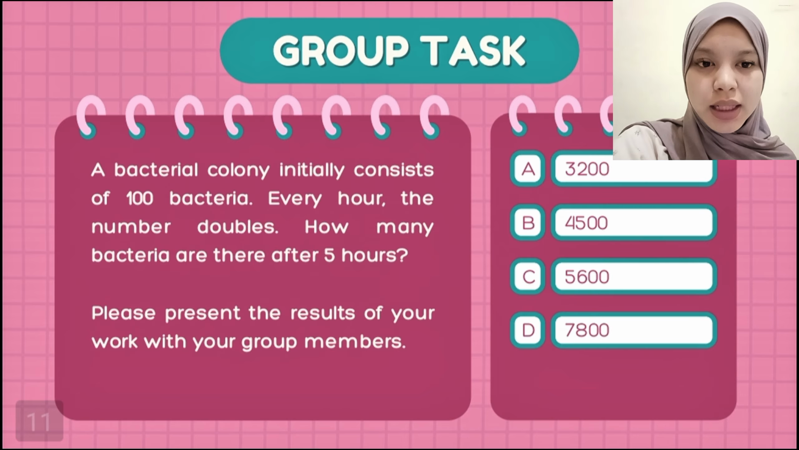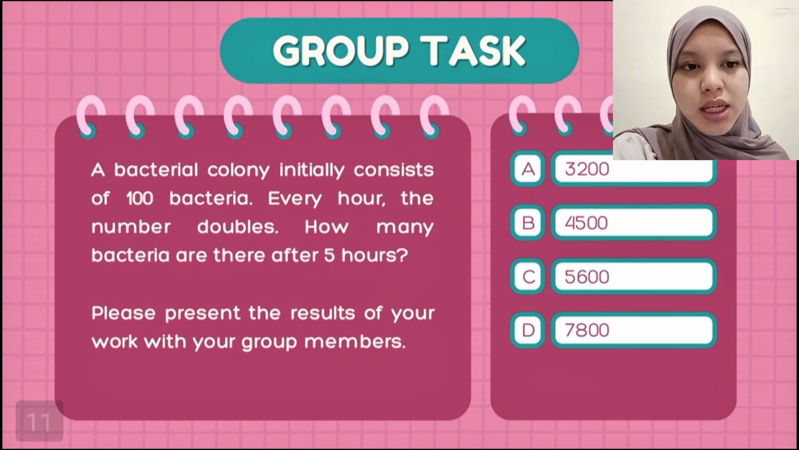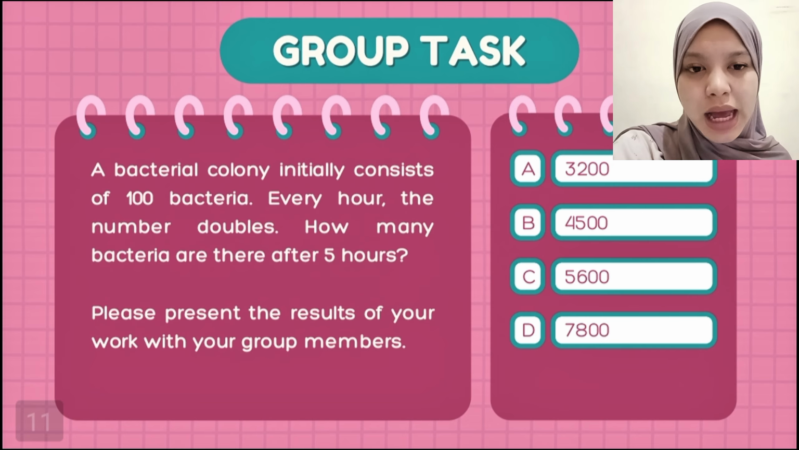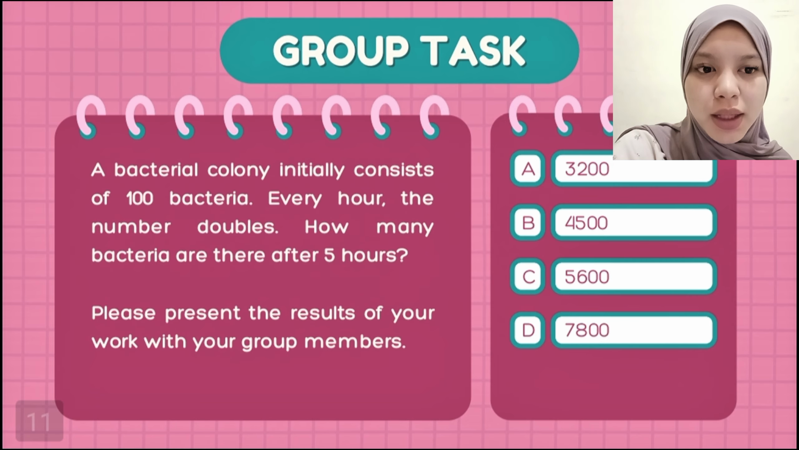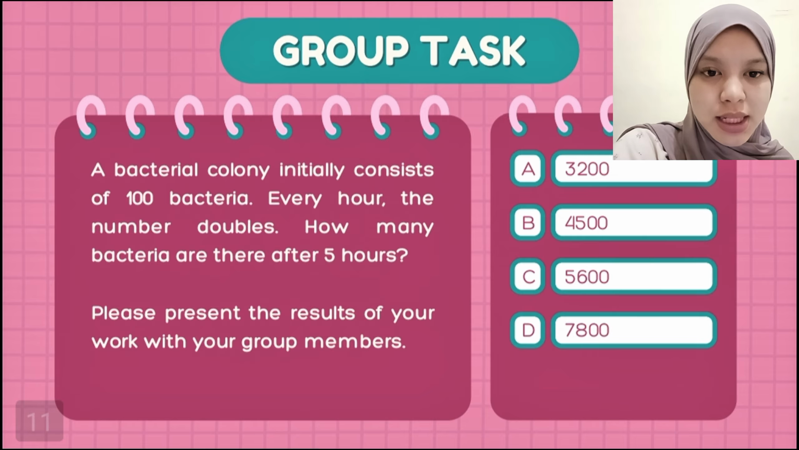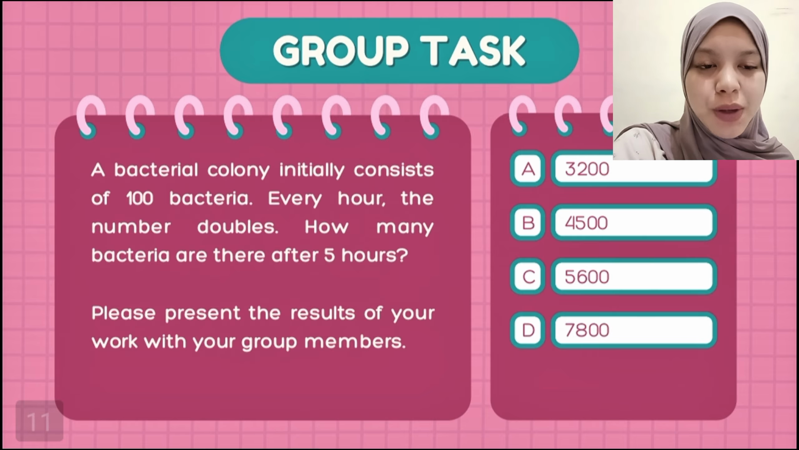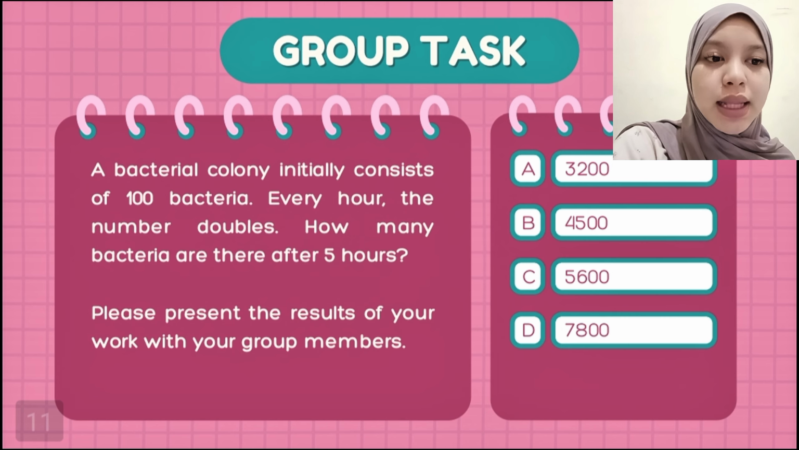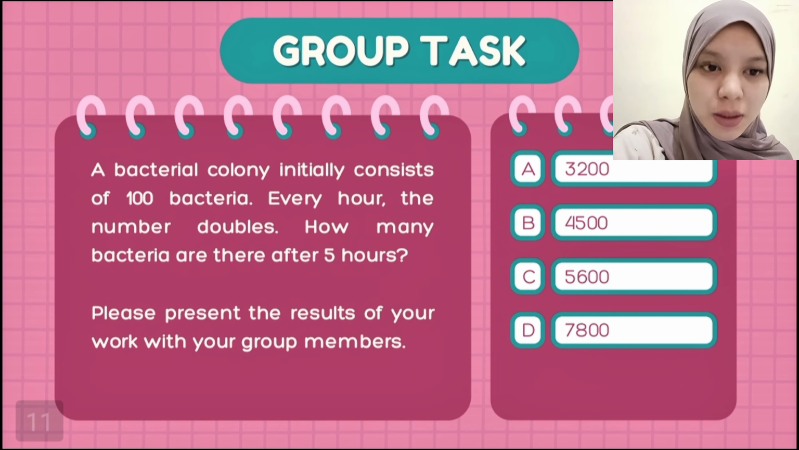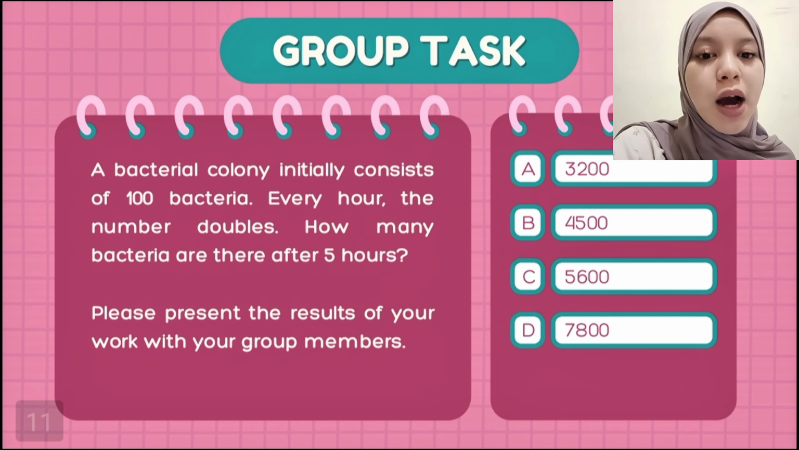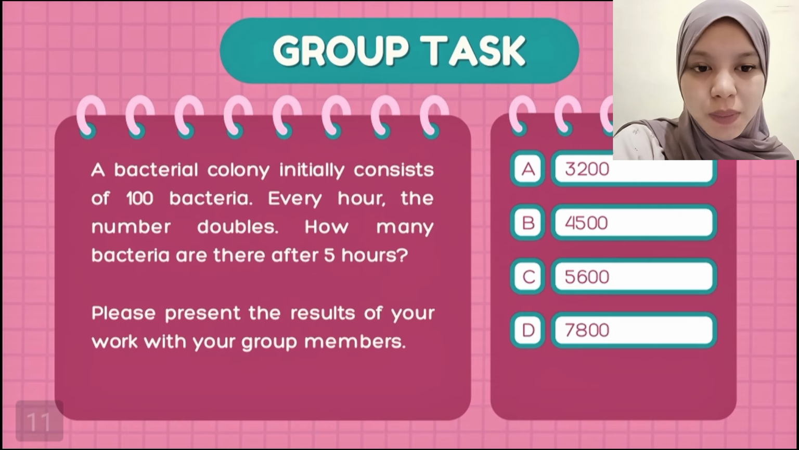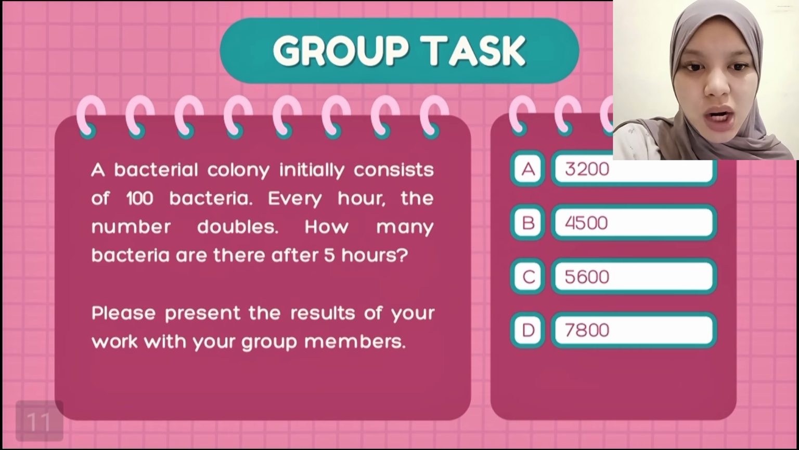Okay, next, group task: bacteria growth. A bacteria colony initially consists of 100 bacteria. Every hour, the number of bacteria doubles. The question is, how many bacteria are there after 5 hours? The situation follows a geometric pattern because the number of bacteria is multiplied by the same number each hour. Given the first term is 100, the ratio is 2, the time is 5 hours.